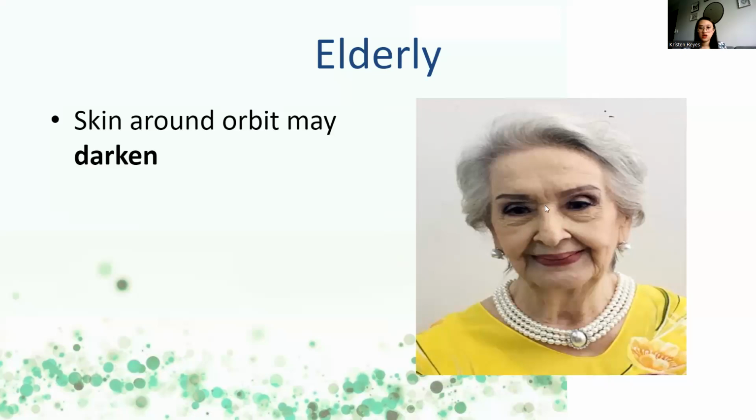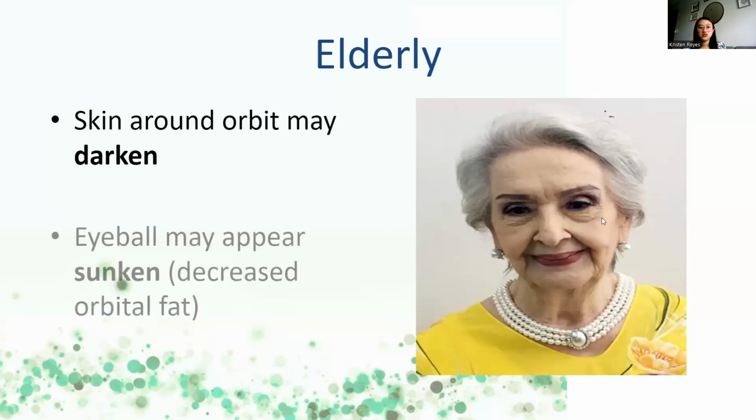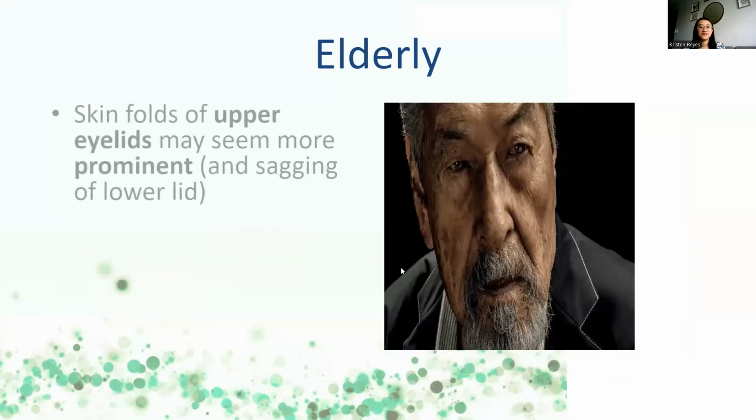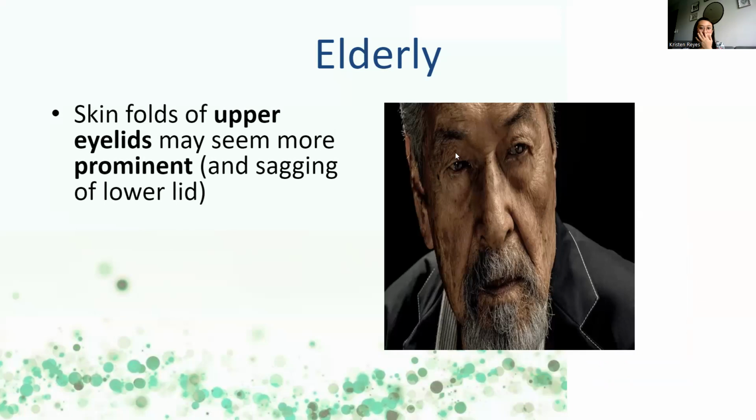The skin around the orbit may darken, no? Yung eyelids. And the eyeball may appear sunken. Kasi this is not due to dehydration. This is due to decreased orbital fat. Okay. The skin folds of the upper eyelids may become prominent, lumulubog, no? Nagsasag, no? Yung upper and lower lid.